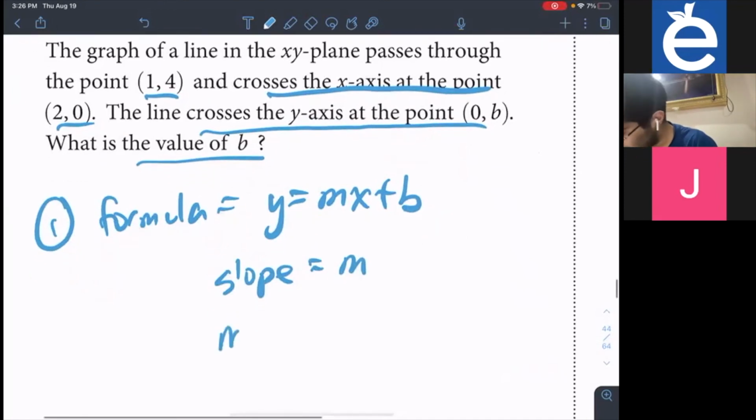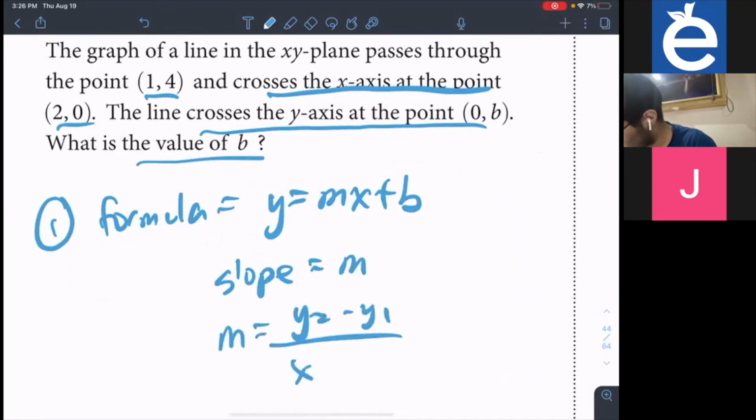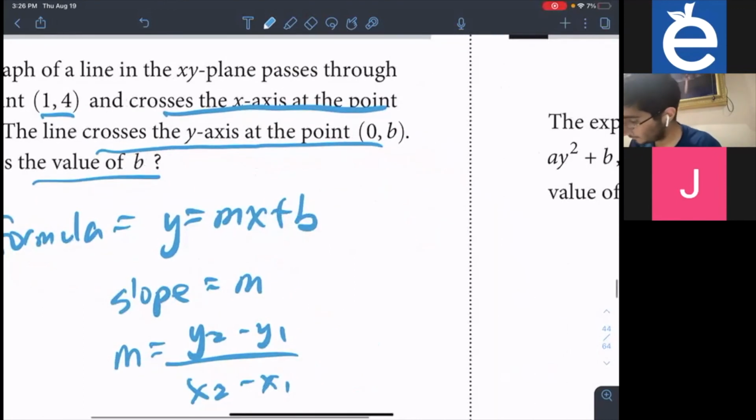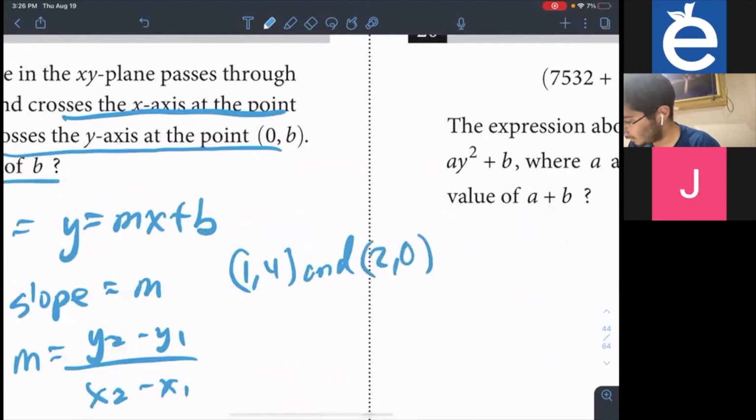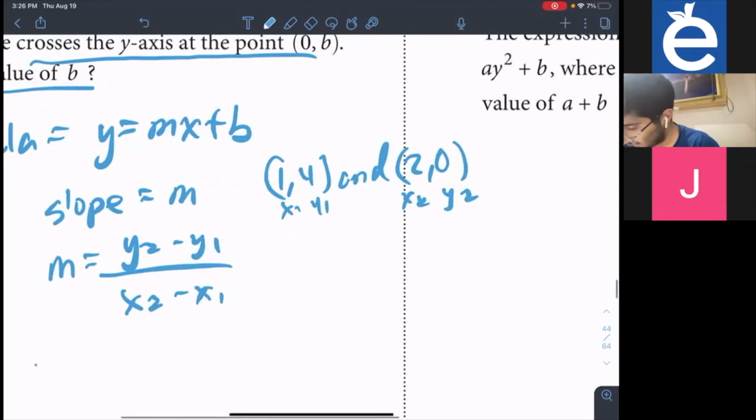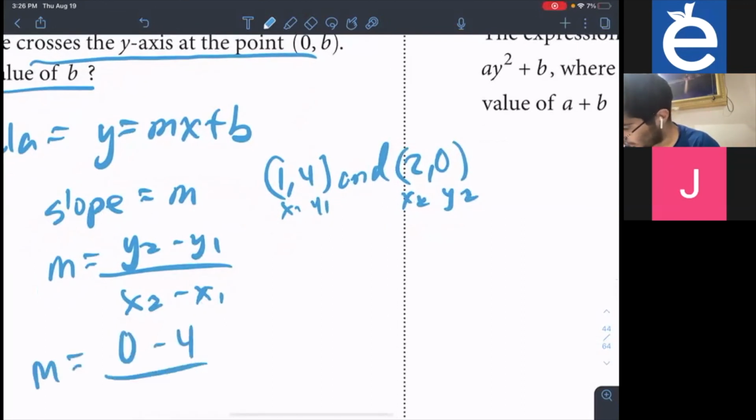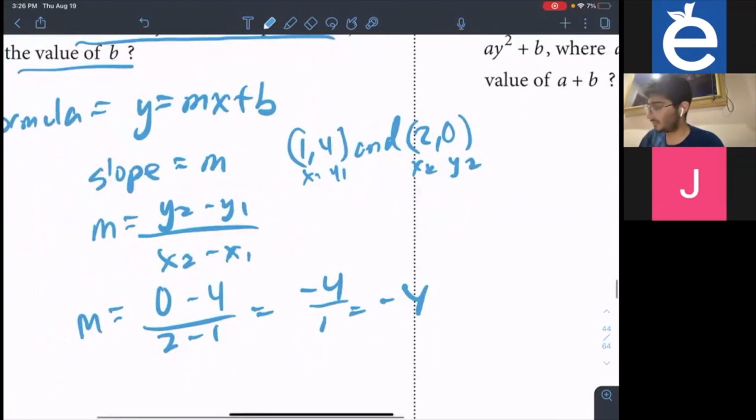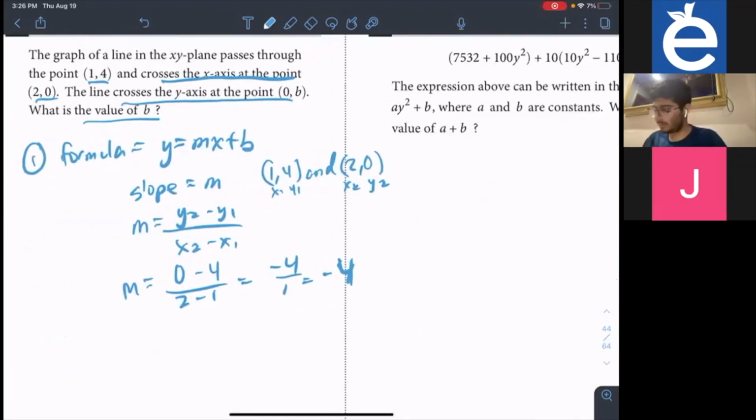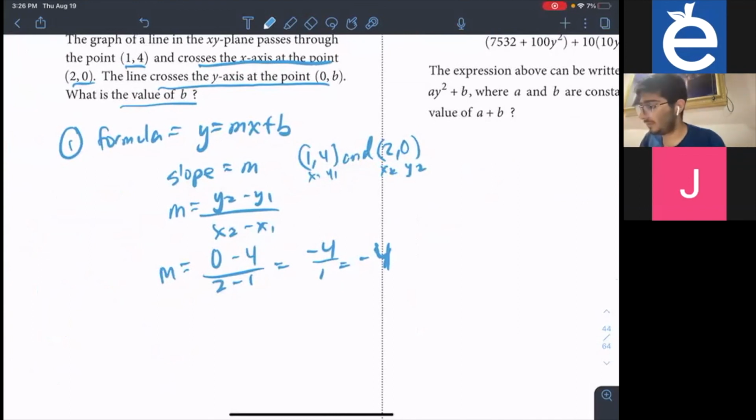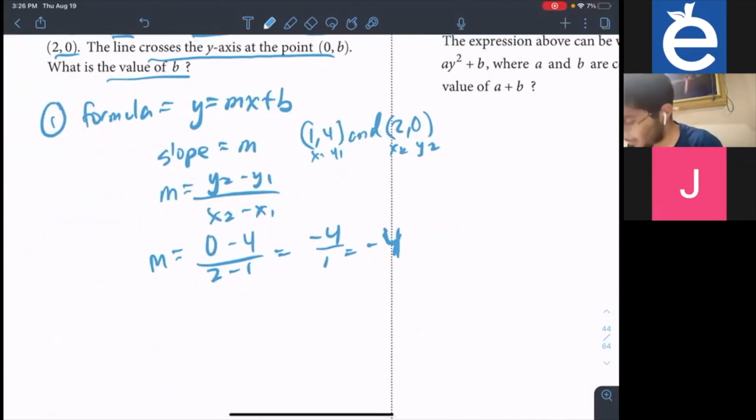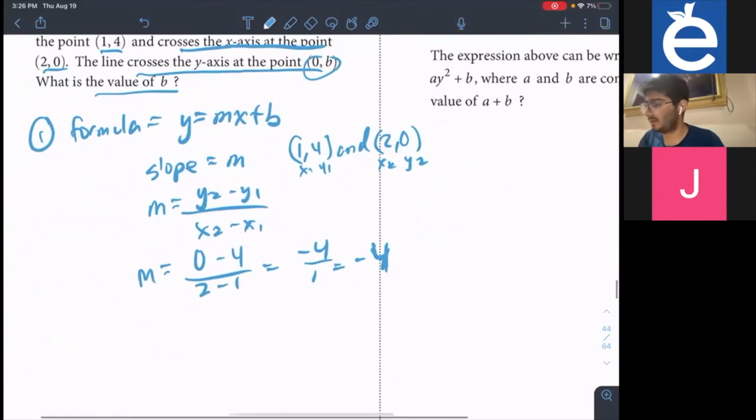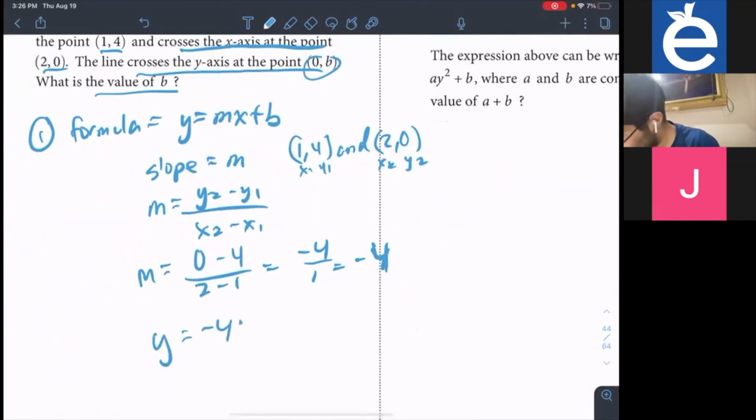The slope is m, and it can be written as y2 minus y1 over x2 minus x1, with (1, 4) as x1, y1 and (2, 0) as x2, y2. So m would be equal to 0 minus 4 over 2 minus 1, which is negative 4 over 1, which is negative 4. So the slope is negative 4, from the slope formula. And then now we would have to find the y-intercept. We can just plug in the point right here, or the point right here. So y is equal to negative 4x plus b.